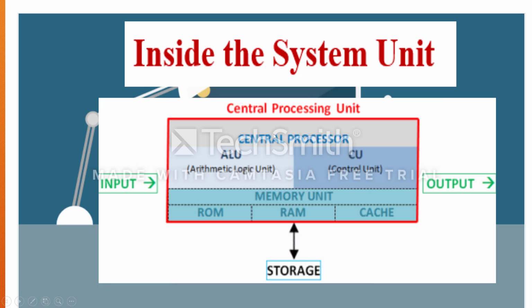Now we have another part which is called the memory unit, children. This is used for the storage of data and information. Here three parts are given: one is ROM, one is RAM, and another one is cache. We will study the memories further in the coming slides.